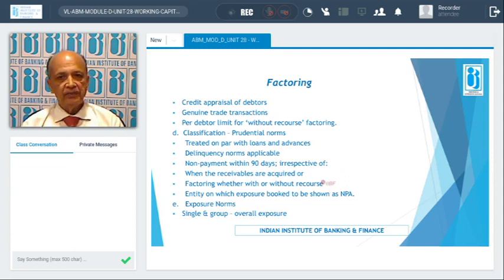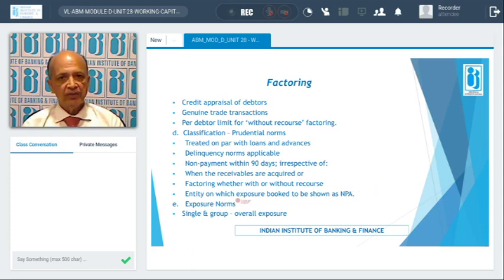Then in that case, whether it is with or without recourse, the entity on which the exposure is taken, that is, the debtor, is to be booked and shown as a non-performing asset. The entity on whose behalf the factoring has been done is to be shown as the NPA.